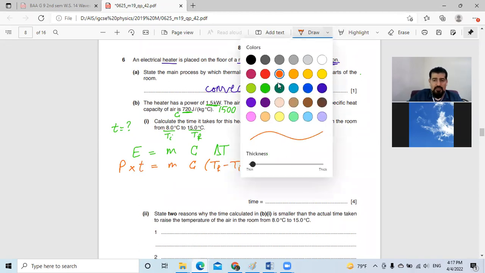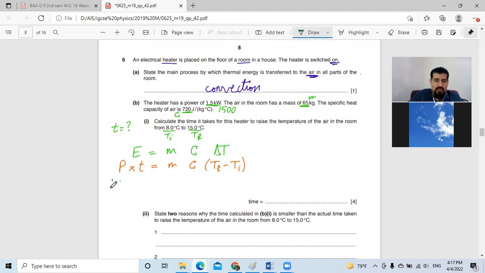So what I'm going to do here is substitute the values: the power, which is 1,500, multiplied by T, what we want to find out, equals the mass, which is 65 kilogram, it's written here, multiplied by specific heat capacity, which is 720, multiplied by the change in temperature, which is 15 minus 8, then divide by 1,500, and the time will be 220 seconds. This is the time that we have to expect to heat the whole room of air, only from 8 to 15 degrees Celsius.